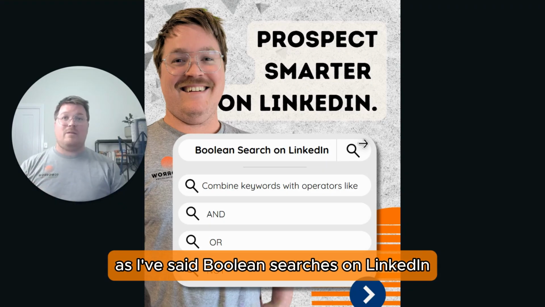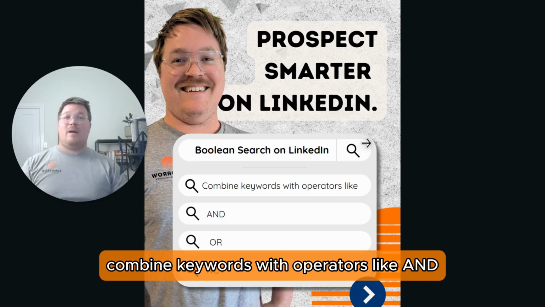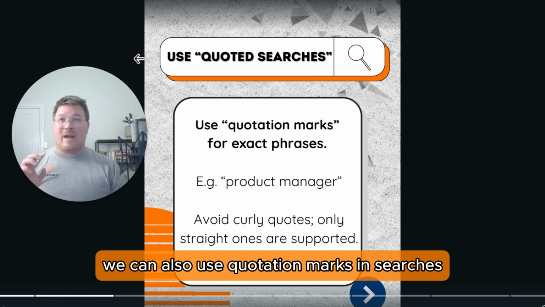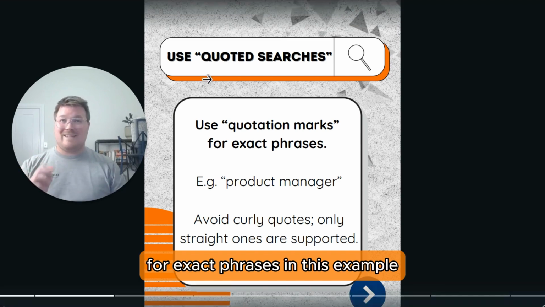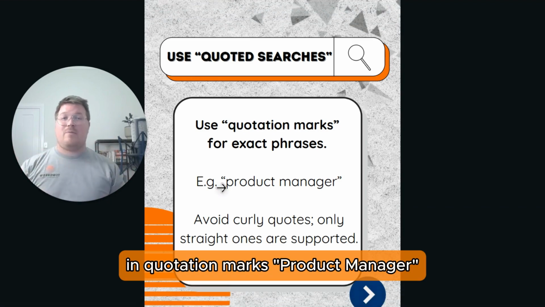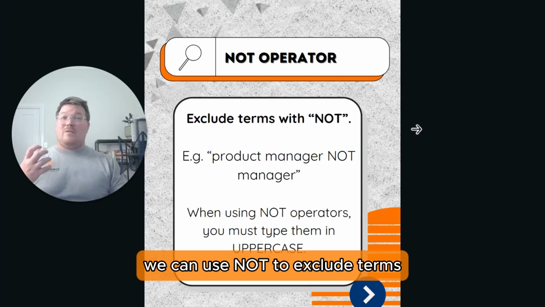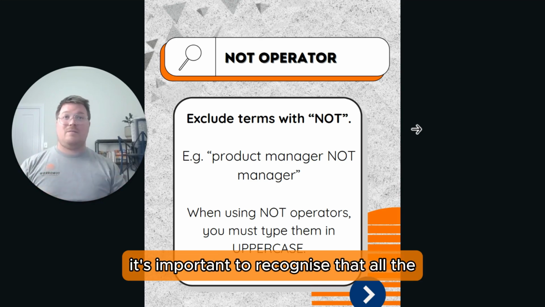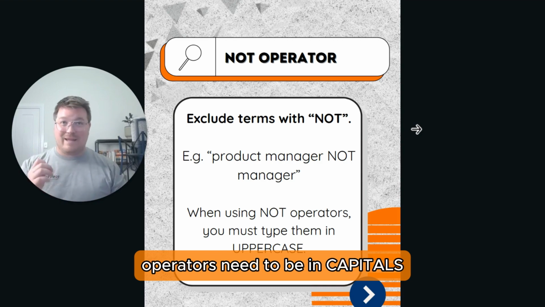As I've said, Boolean searches on LinkedIn combine keywords with operators like AND, OR, and NOT. We can also use quotation marks in searches for exact phrases. In this example, in quotation marks, "product manager". We can use the NOT to exclude terms. For example, product manager NOT manager. It's important to recognize that all the operators need to be in capitals.